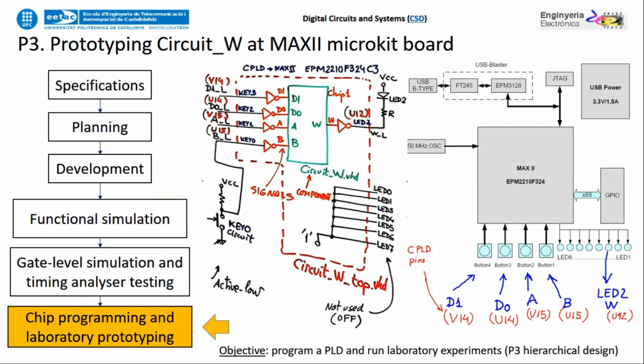So we need a plan to continue with the prototyping of the Circuit W. It is step number 6, as you know very well, the chip programming and lab prototyping. And this is what we are going to do. Basically, we will tailor, you will specify for the MAX2 board, we will use some switches and some LEDs so that the circuit will become installed in this board. All right.